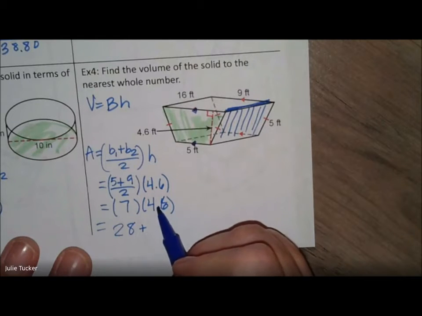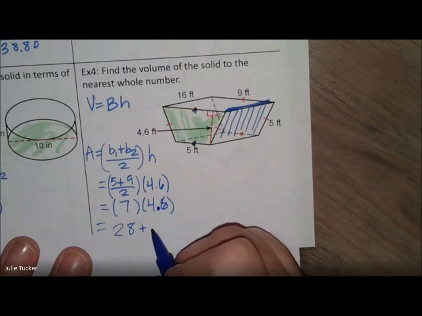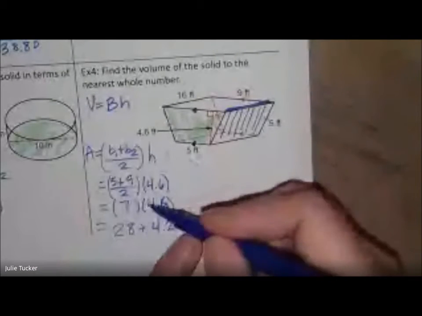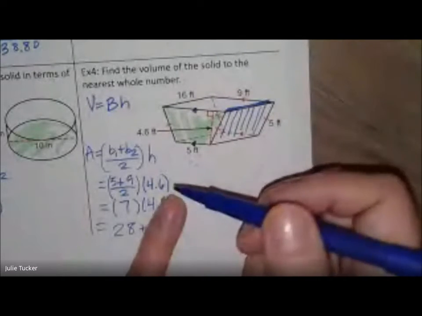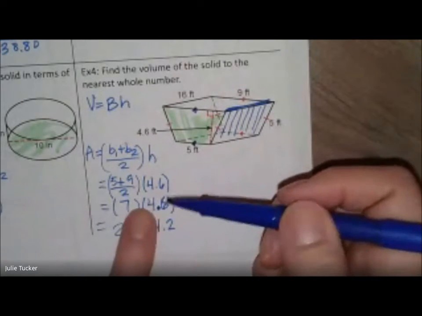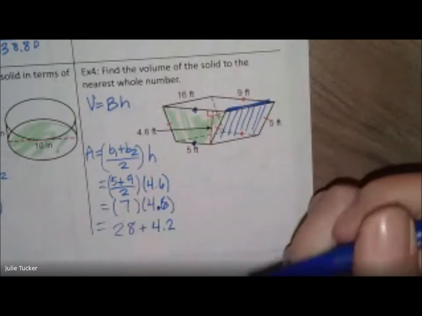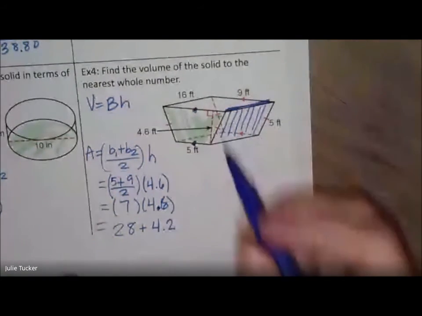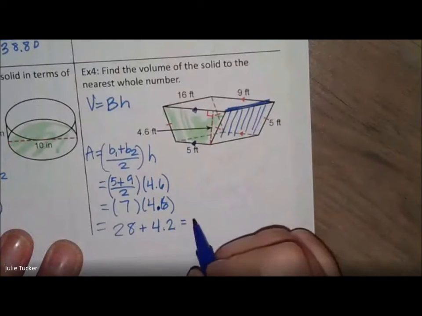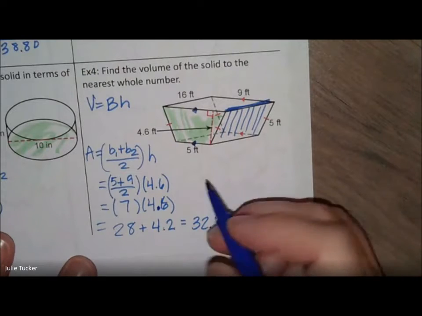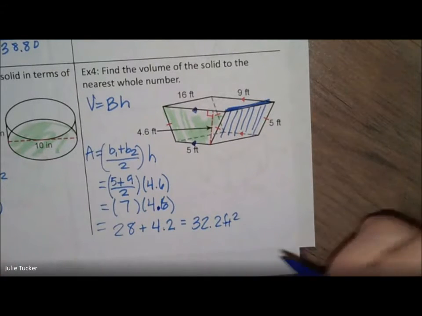42 has to have the decimal point popped in. So it'll be 4.2. Do you know what I mean? Because I'm doing 7 times 4 to get the 28. And then I'm doing 7 times the 0.6. And 7 times 0.6 is 4.2. So this is 32.2. And that is feet squared.